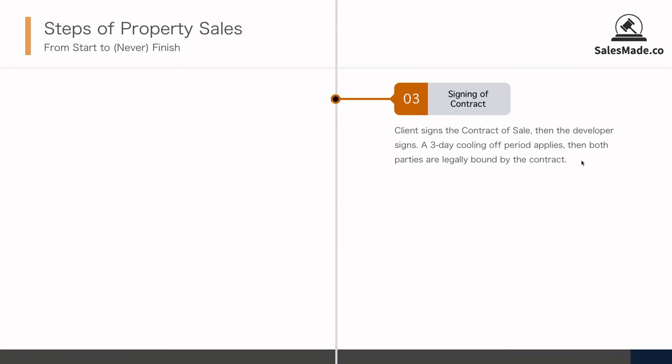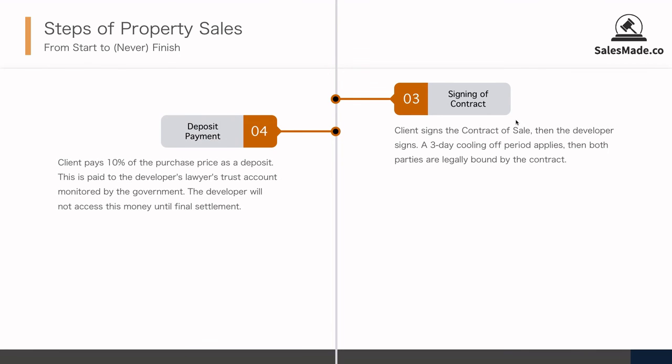Okay, so there is an option. After this cooling off period, both parties are then legally bound by the contract. No one can pull out, unless the buyer wants to pull out, in which case the 10% deposit is not refunded to the developer. Sometimes the developer is lenient. After the signing of the contract, you would then pay the 10% deposit.